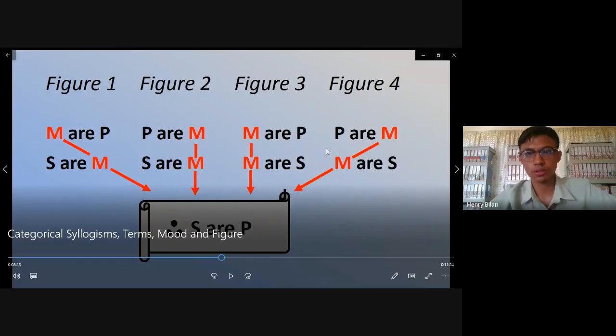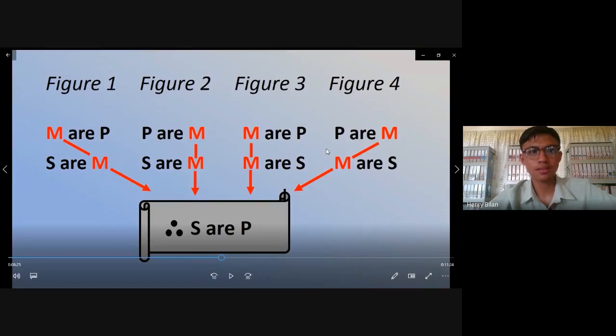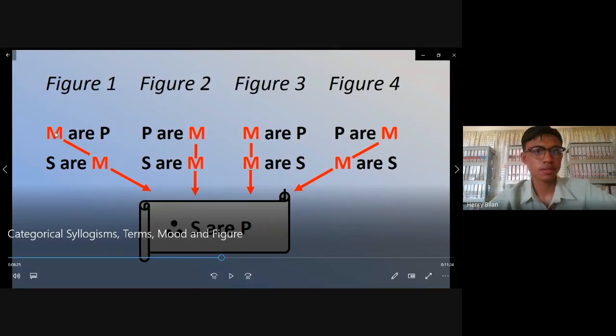Figure one would tell us that the placement or the location of the middle term is subject and predicate. Subpre na tinatawag. Subject in our major premise. So nandito, the red one. And predicate in our minor premise. So yan. Subpre, don't forget that. That one. Figure one is subpre. Subject, predicate.